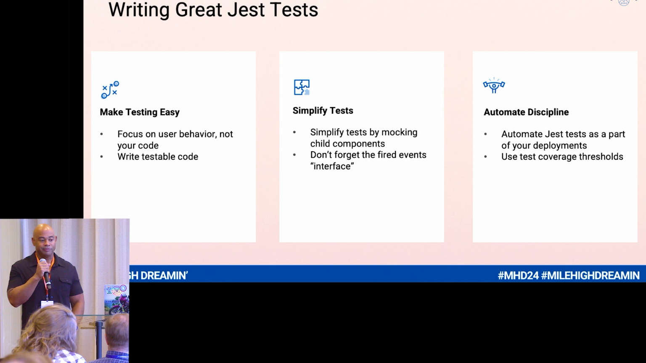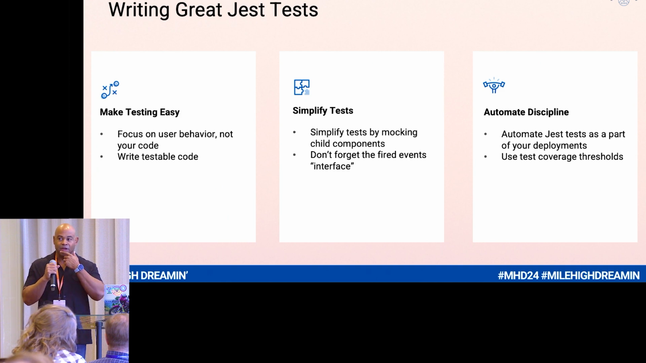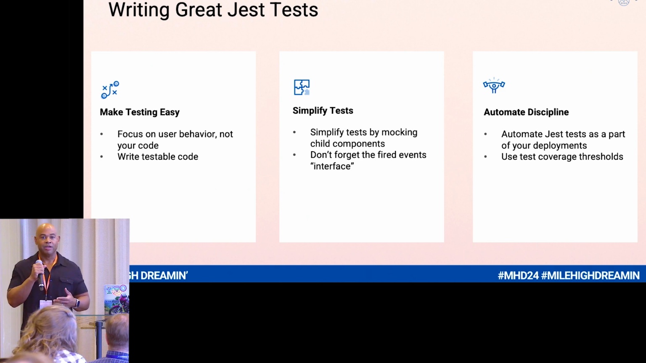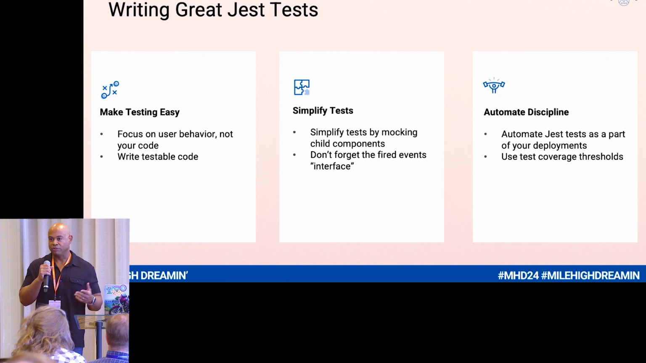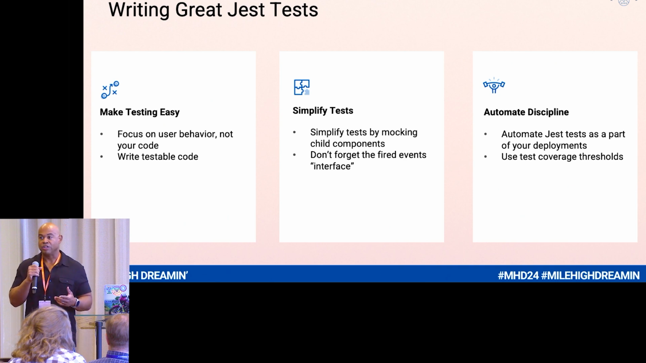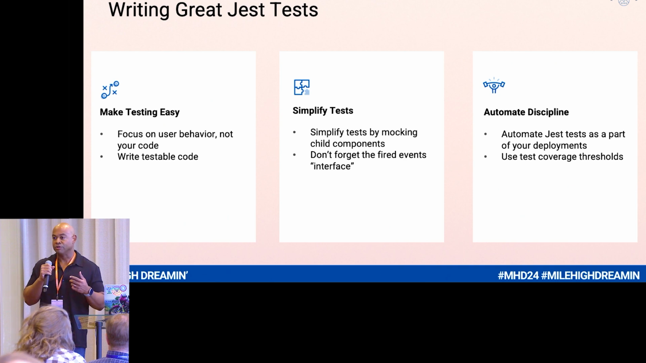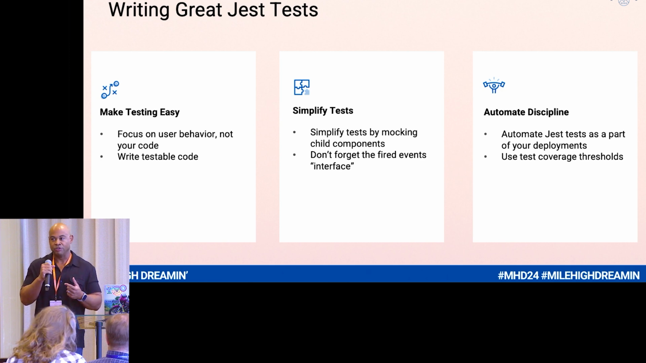For Jest testing, you can simplify your test by mocking child components. That way you're able to test your behavior in isolation without any interference from outside influences or outside dependencies. Additionally, you don't want to forget to test the events that your components fire. You want to make sure that all those events and the interfaces and the results are what is intended for the behavior of that particular unit that you're testing.